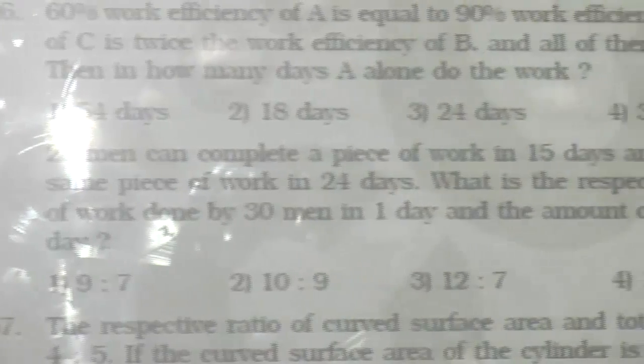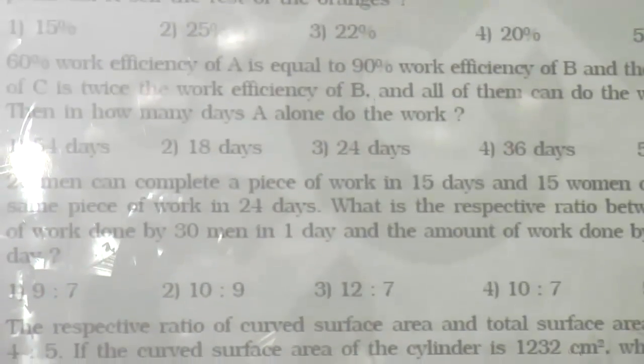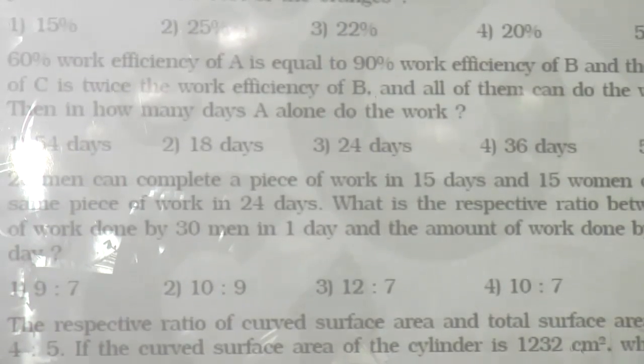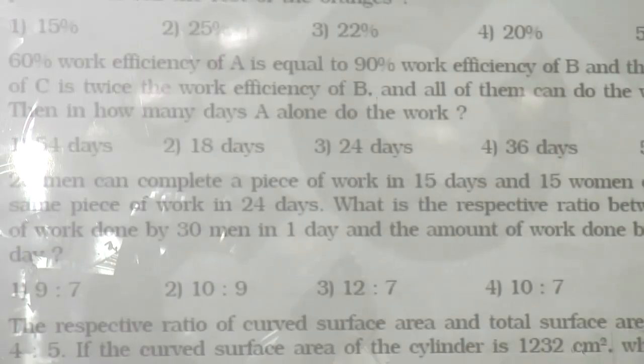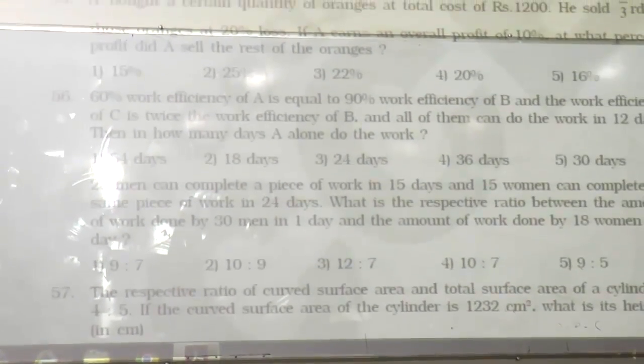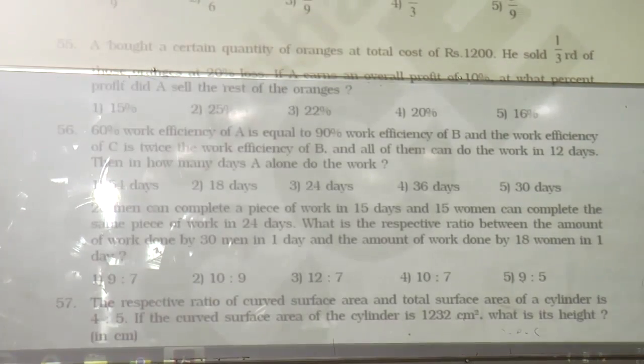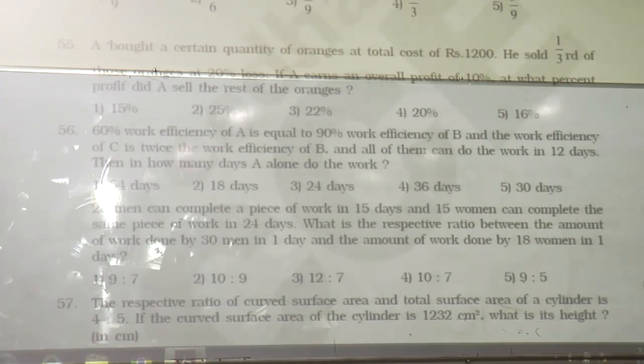56. 60% of the work efficiency of A is equal to 90% of the work efficiency of B, and the work efficiency of C is twice the work efficiency of B. And all of them can do the work in 12 days. In how many days can A alone do it? Okay.